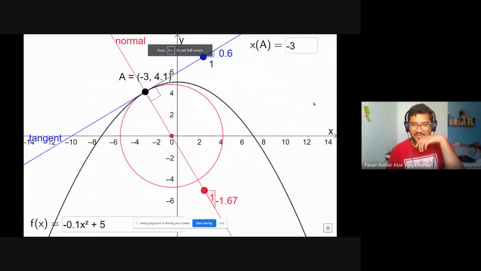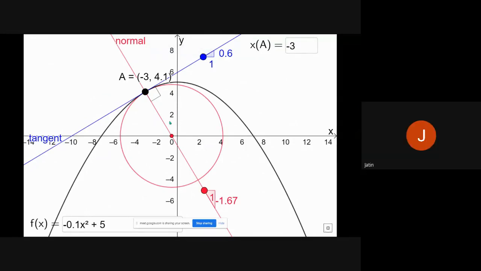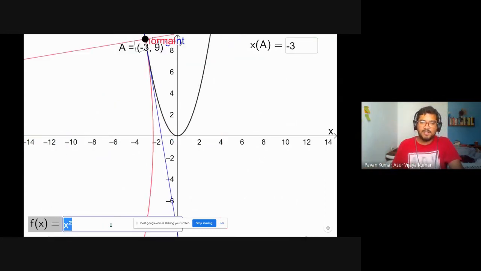So here we are. I have a curve y is equal to x square. So this is a function. I can draw any function here. Let's try to draw x square, which is our favorite one.